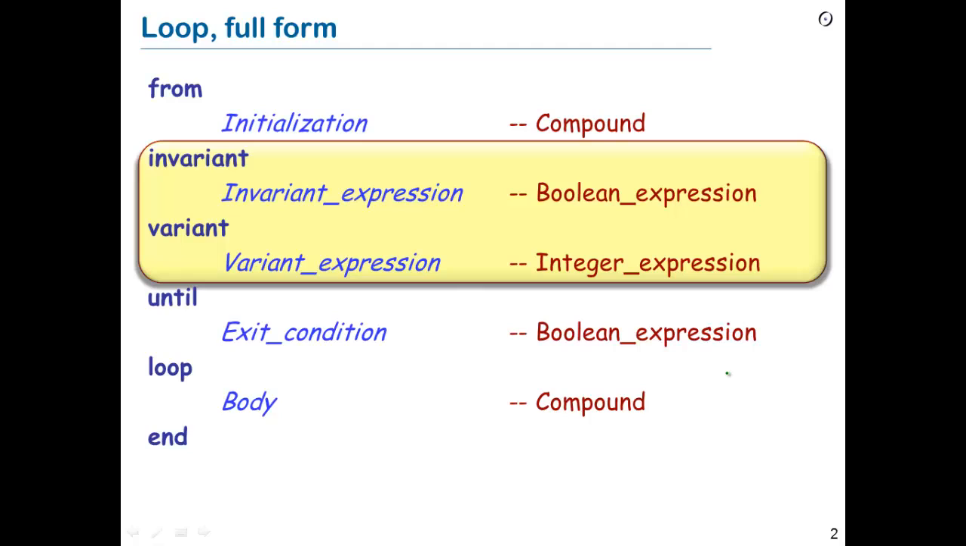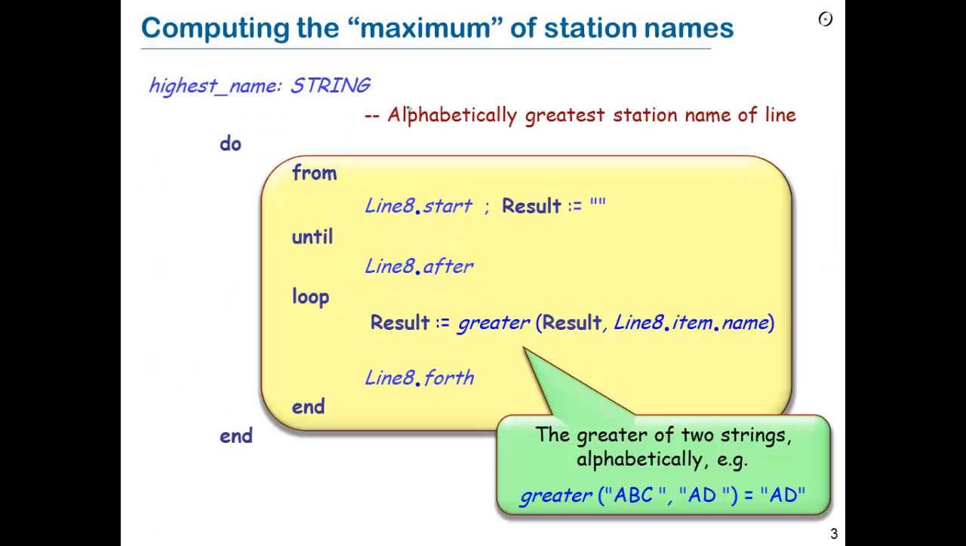The invariant clause, as well as the variant clause, is optional, but it's strongly recommended that you include it whenever possible. It introduces an expression, and that expression is a Boolean expression. This is as in the case of class invariants that we have seen for classes, but it's a different kind of invariant. Here's an example.